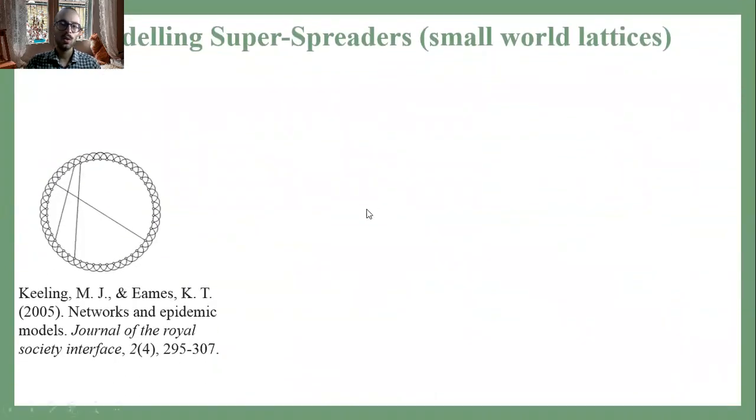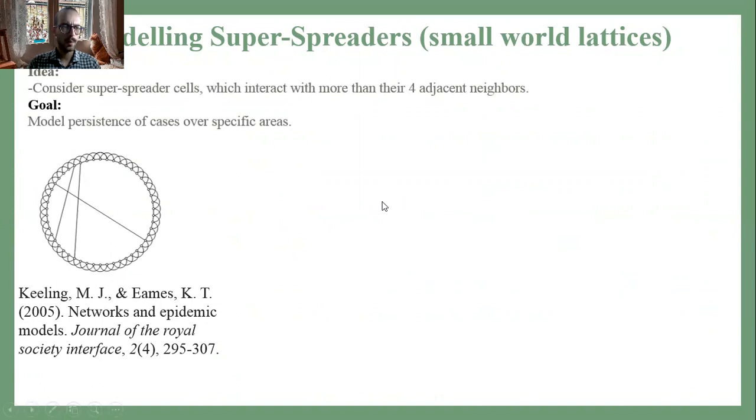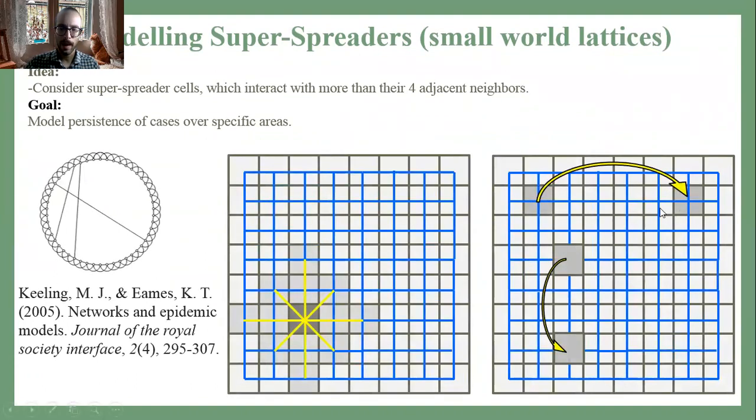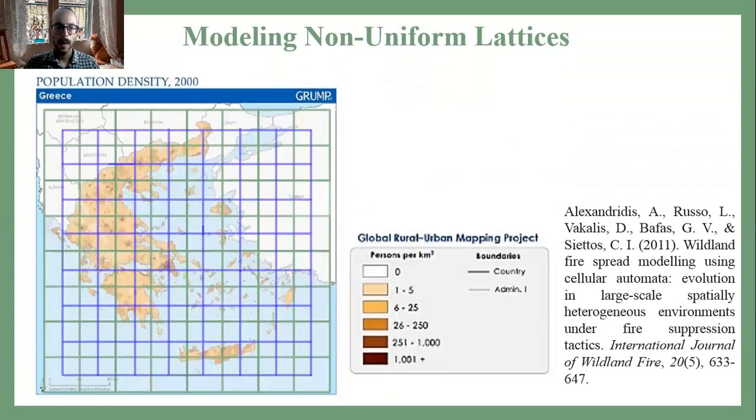The idea behind small world lattices is that we can model some super spreader cells that can interact with many more than just the 4 adjacent neighbors. So cells that behave like that, or maybe like that. This is very indicative of people that travel a lot, for example, and come in contact with many, many more colleagues. So this is an idea that we believe can give a better fit in the model. Another one is, of course, to consider a non-uniform lattice. As we see right here, we have overfitted Greece, for example, in the lattice. Some areas, some cities are much more dense in population. So this could be a much more complex model that would be a bit more realistic.